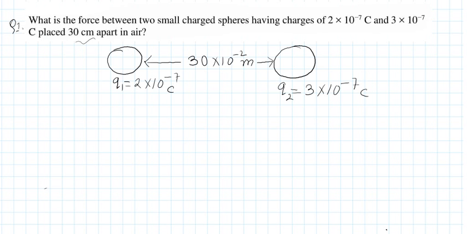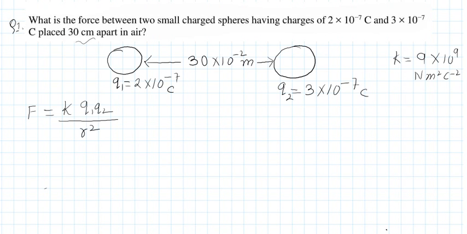From Coulomb's law, we know that the electrostatic force or Coulomb force acting between two charges is equal to a constant, the electrical constant K, and the product of charges Q1, Q2 and the square of the distance between them. And the value of this constant when our medium is air, K will be 9 into 10 to the power 9 Newton meter square per Coulomb square.